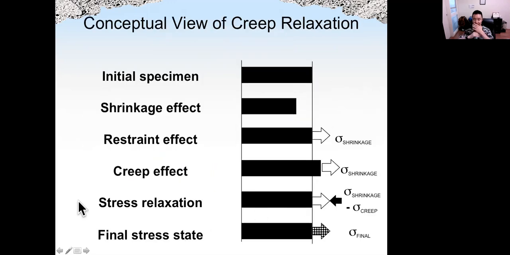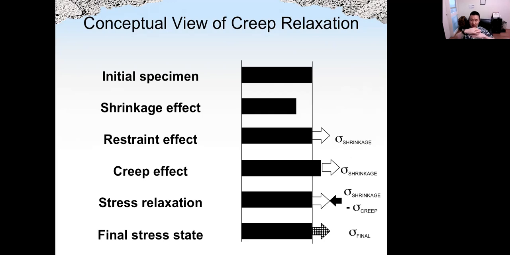However, things will be more complicated than this, unfortunately, because we have creep and also relaxation involved. So let's look at this virtual experiment. Initially we have a specimen here. If the shrinkage is not restrained, then we have free shrinkage, so we have no tensile stress in the concrete. If the shrinkage is restrained, then we have sigma shrinkage, which is the stress due to shrinkage.